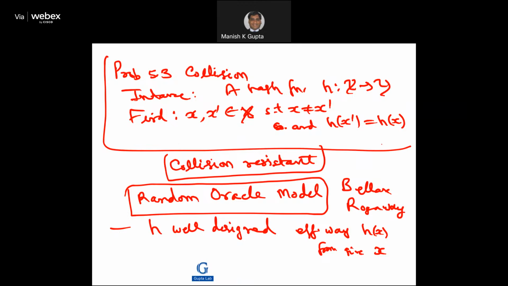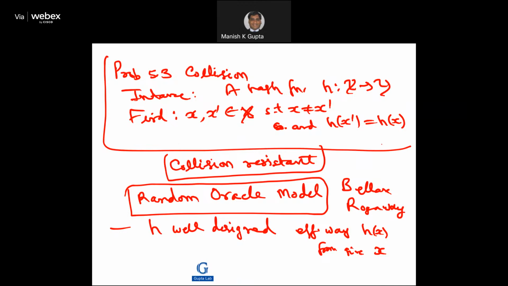In fact, I will not show you, but I will just mention that I'm skipping the proof, that if a function is collision resistant, then under certain conditions the previous two problems are also safe. So basically, we should worry about collision resistance, and that will ensure that the first two problems are also taken care of, right? So anyway, this collision resistance problem is an important one.